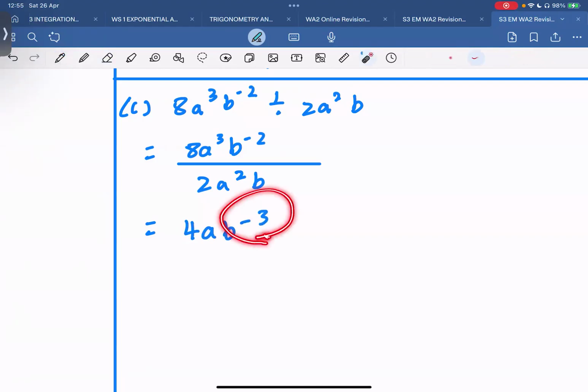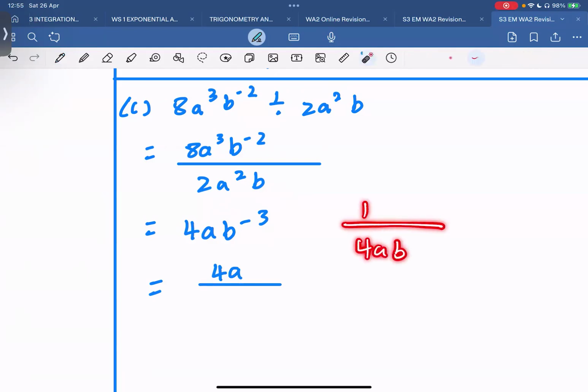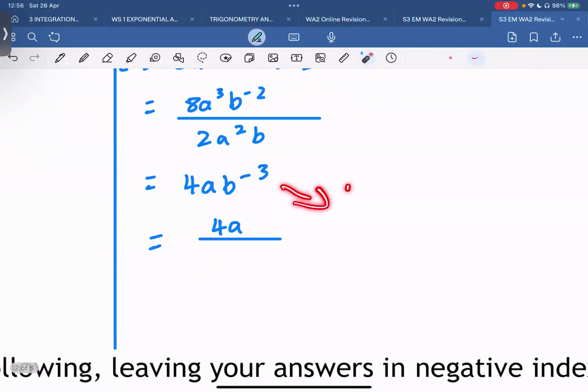Then to get rid of the negative power, just take the reciprocal. So take note, we don't take the reciprocal for the whole thing. Okay? Because this negative power only belongs to b, right? It doesn't belong to 4a. 4a already has a positive power of 1. So we'll leave it in the numerator. Or another way you can see it as this 4a times 1 over b cubed. Okay, so our final answer will be 4a over b cubed.